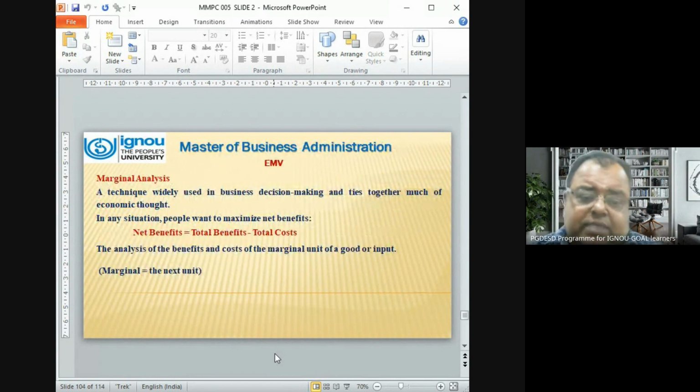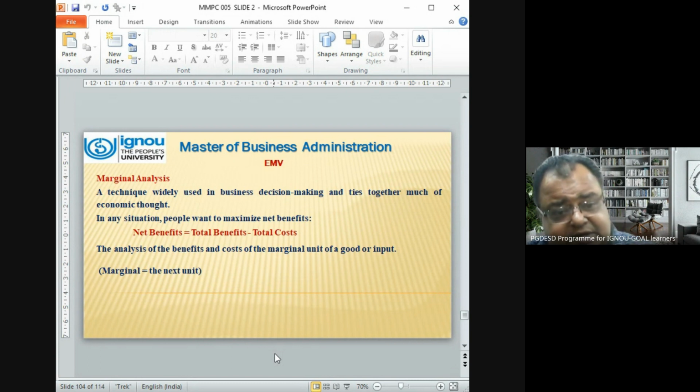EMV, that is still continuing. This is marginal analysis, a technique widely used in business decision making and a part of much of economic thought. In many situations, people want to maximize net benefits, and net benefit is total benefits minus total cost. The analysis of the benefits and the cost of a marginal unit of a good or input: marginal is equal to the next unit.